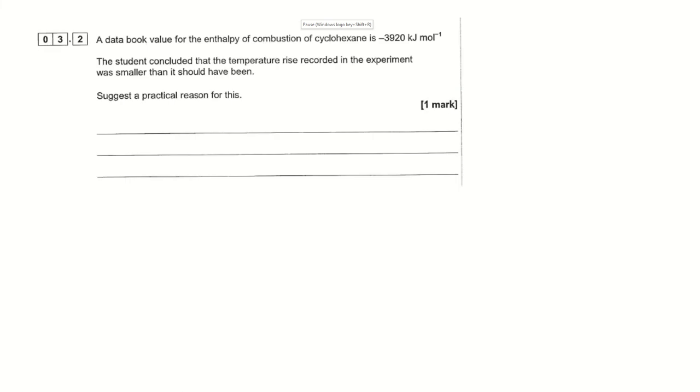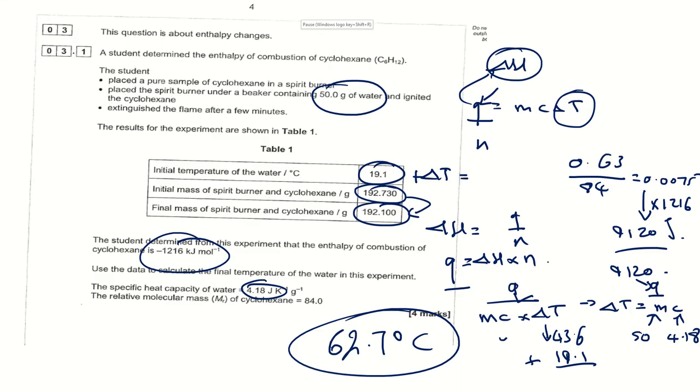Right, the next one then, where the student was told the enthalpy of combustion of cyclohexane was that, and the student concluded that the temperature rise recorded in his experiment was smaller than it actually should have been. So why would that be the case? We have to give a practical reason. Some things could have happened. If we go back to here, cyclohexane is quite volatile, so some of that could have actually evaporated rather than burning.